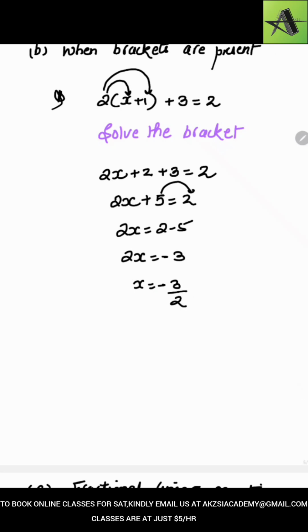So if the brackets are present, the first thing that you have to do is to expand the bracket, a single bracket, because when it's a linear equation, you will be finding the single brackets. So you have to multiply all the numbers inside the bracket with the outside number or the variable.